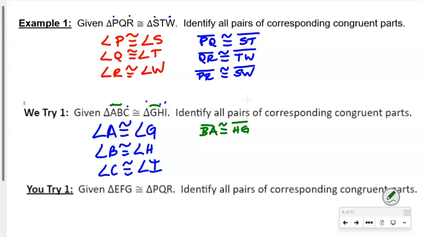Y'all see what I'm doing? It doesn't matter which order I go, I'm still talking about the same side, okay? So here I'm going to say CB and IH. CB is congruent with IH, okay? And then this time I'm going to go last first. I'm going to say CA is congruent with IG. Okay? So go ahead and do this, you try, and then come back to me when you're done with that one.